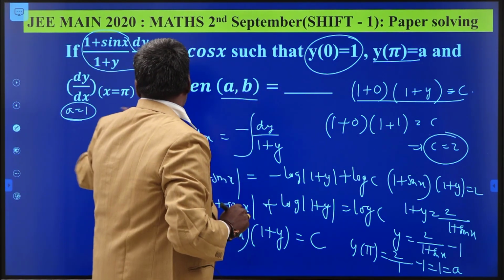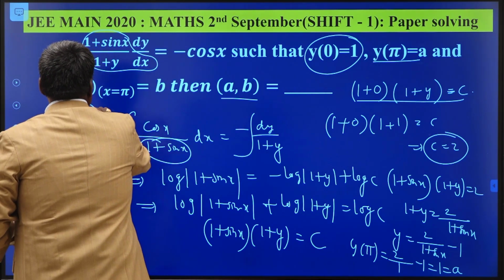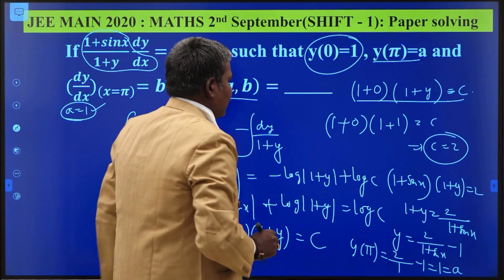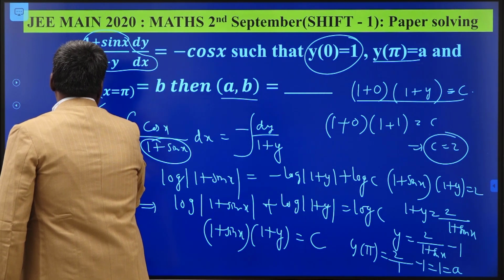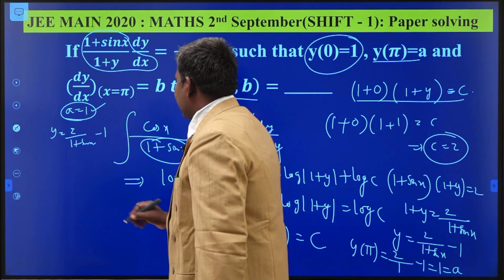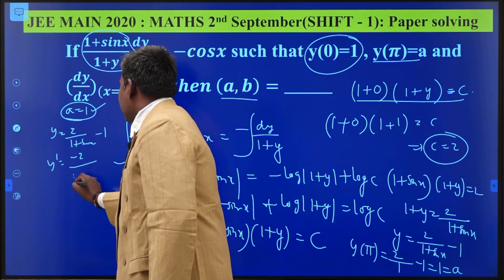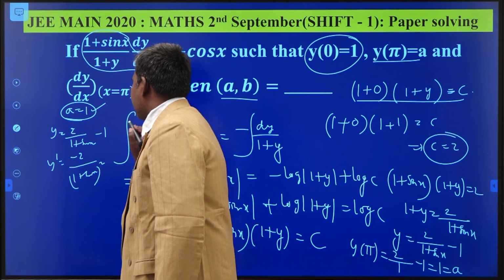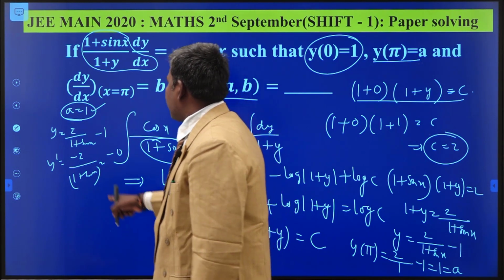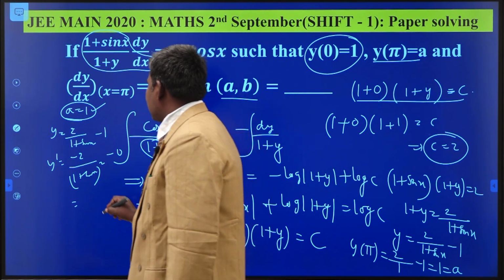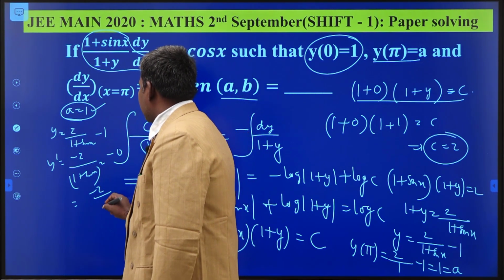Differentiate also, because dy by dx at x equal to pi is also given to you. Now the value of a is 1. We have y is equal to 2 by 1 plus sin x minus 1. What is y dash now? Y dash is equal to the derivative of 1 by x, minus 1 by x square, minus 2 by 1 plus sin x whole square. Derivative of 1 is 0. We have to substitute x equal to pi here. What we obtain? Minus 2 by 1 plus sin x whole square.